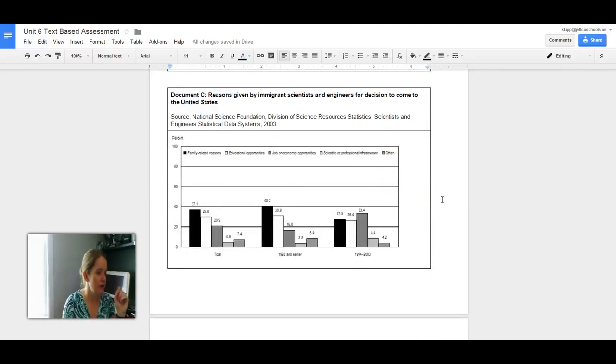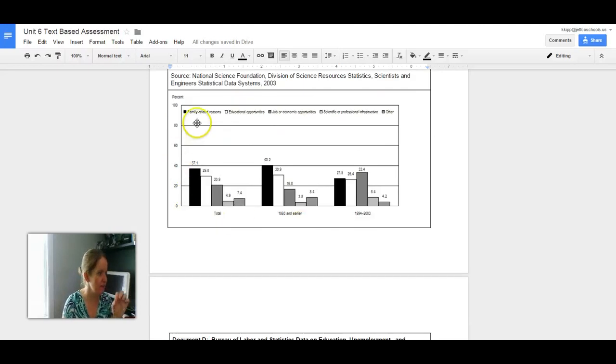Then we have document C. This is a graph of why different scientists and engineers come to the United States. So immigrant scientists, they're from somewhere else. Why do they come to the United States? Okay, and it's a little hard to read, but the black section is family-related reasons. Then we have educational opportunities, job or economic opportunities, and scientific or professional, and infrastructure or other.